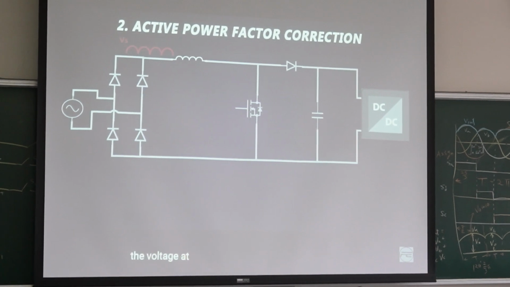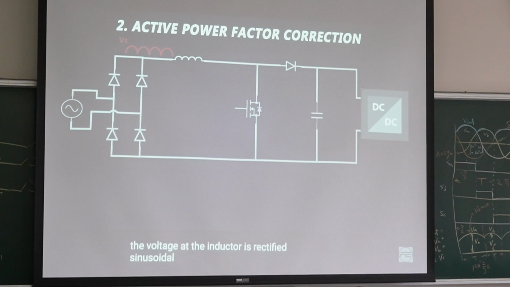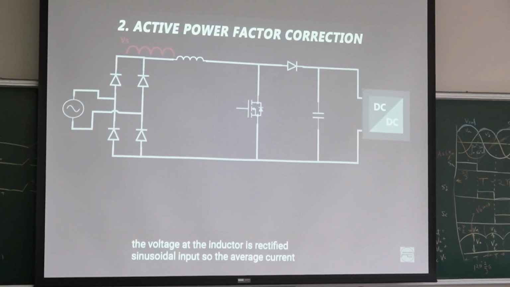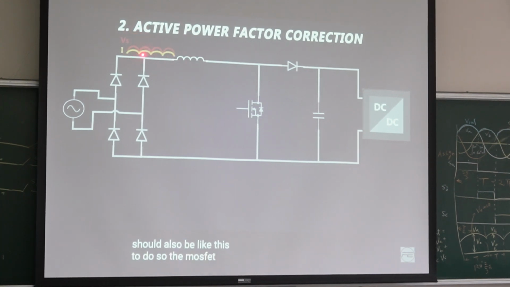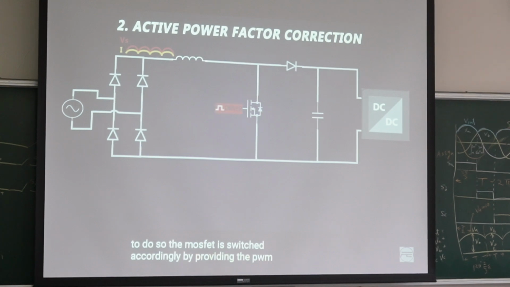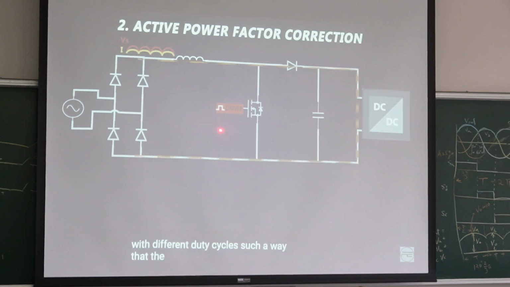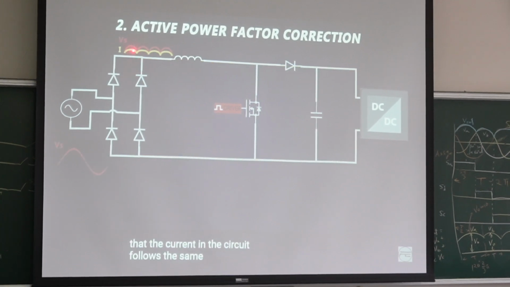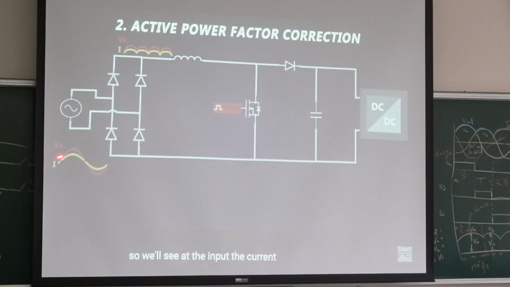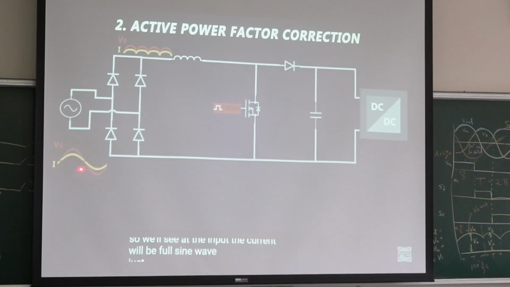The voltage at the inductor is a rectified sinusoidal input. So the average current flowing through this circuit should also be like this. So we hope the voltage and the current are in phase. To do so, we control the MOSFET by providing PWM signals with different duty cycles, switching in such a way as to make the current in the circuit sinusoidal and the voltage and current in phase. Then at the input, we have voltage and current like this. The input current will be like the voltage, so the power factor is unity, because the phase shift is zero.